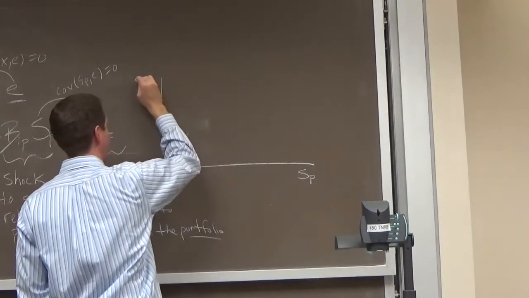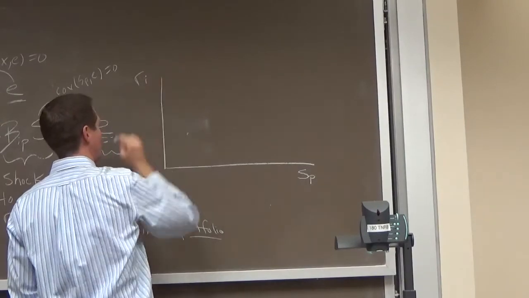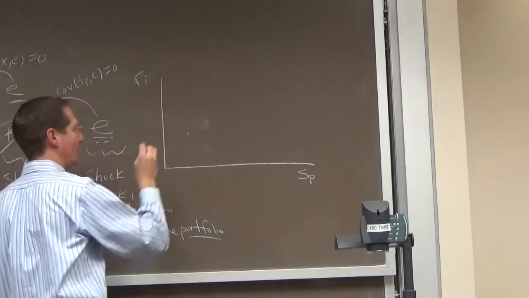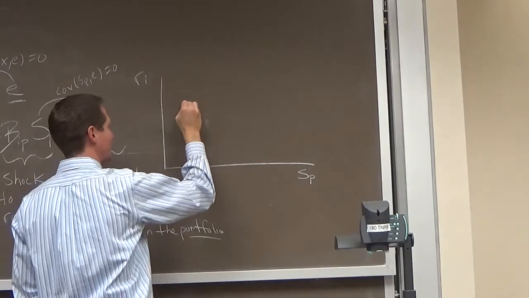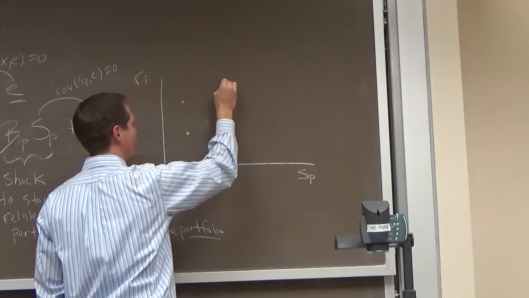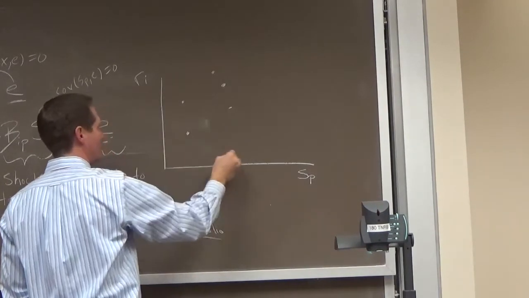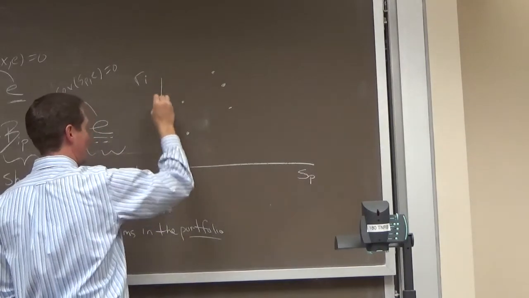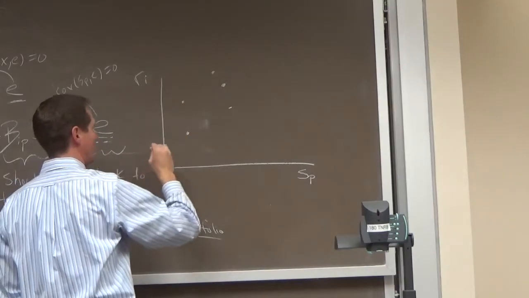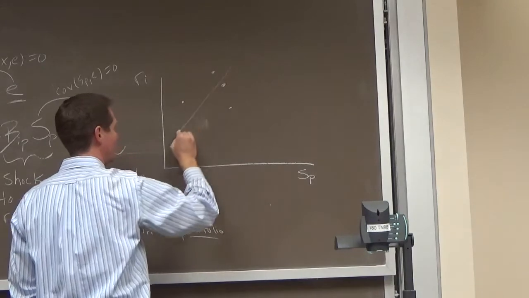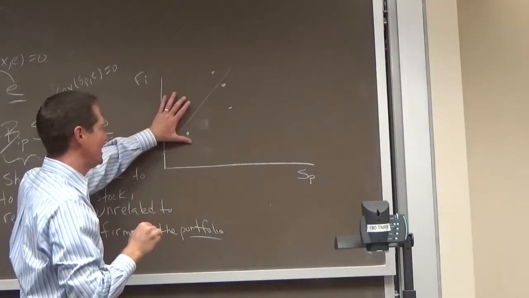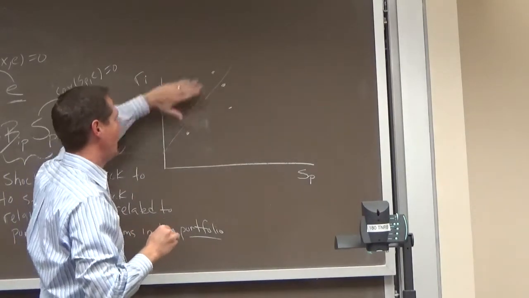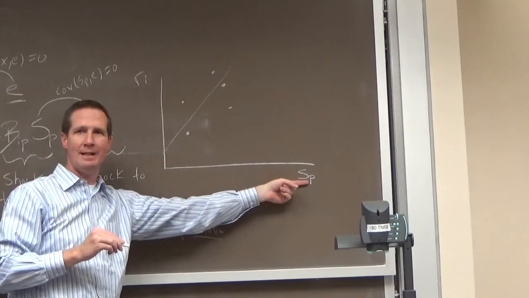And our y variable is going to be the return on stock I, which we're saying in this example is the return on Autoliv. So we plot a sample of data here, the shocks and the return on Autoliv. We fit the regression line. Okay, so our average error term is 0. And the covariance between our error terms and SP is 0.